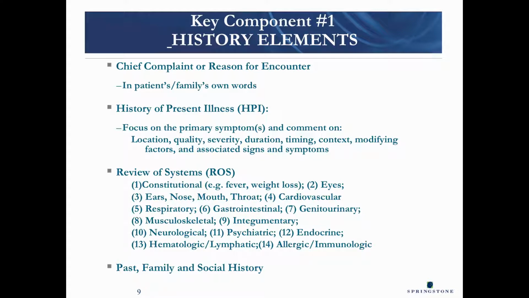The history of present illness focuses on primary symptoms, and it must include some number of the elements listed: location, quality, severity, duration, etc. Depending on the level of the bill that you're going to submit, you need anywhere from 1 of these to a maximum of 4 of them. They look like they would fit more appropriately for describing something like pain.